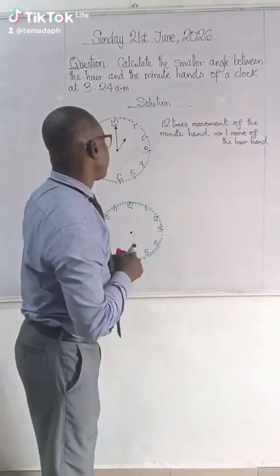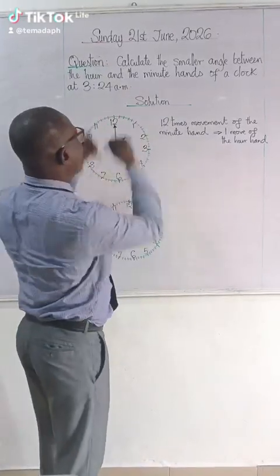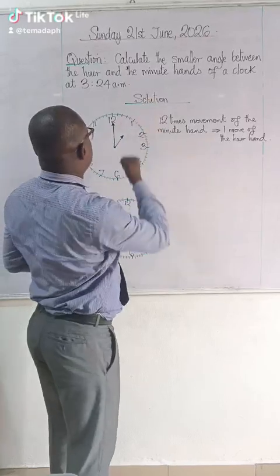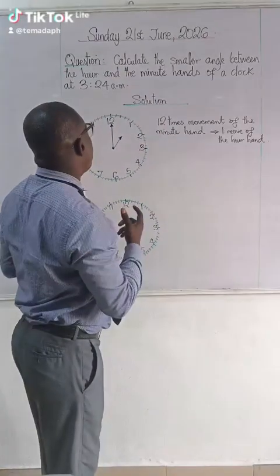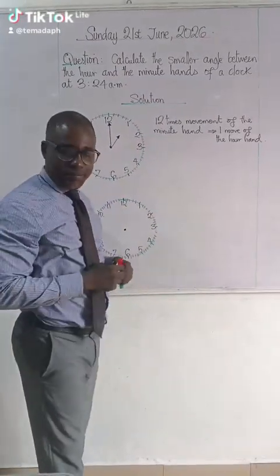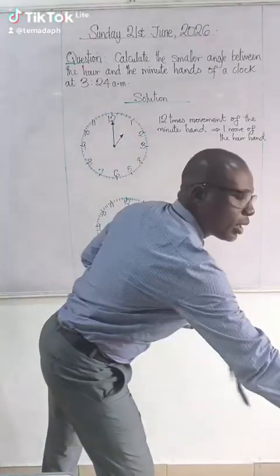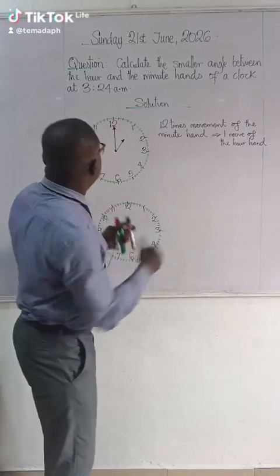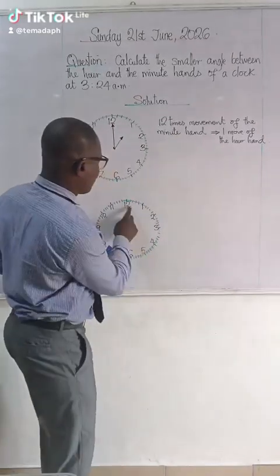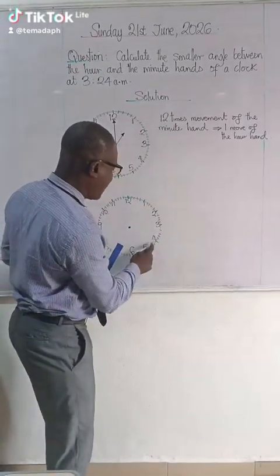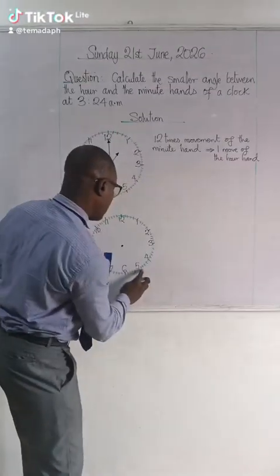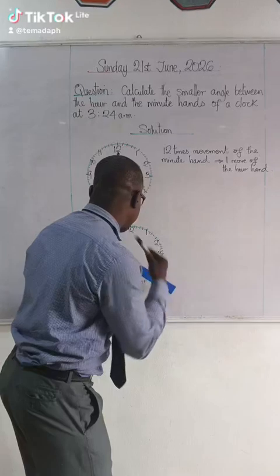All right. So if we look at this, the question says at 3:24 a.m. For 3:24 a.m., we have the minute hand at 24, which is 5, 10, 15, 20, and 24 stages: 21, 22, 23, 24. So we have this.